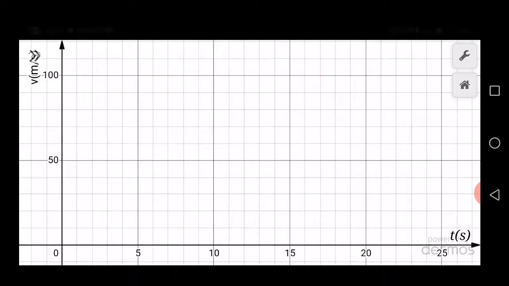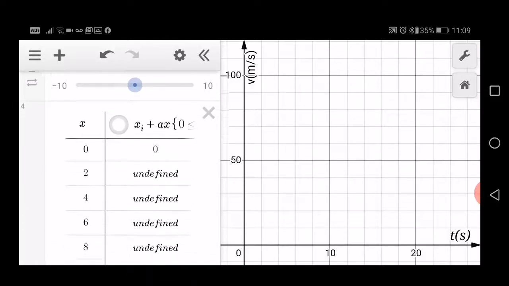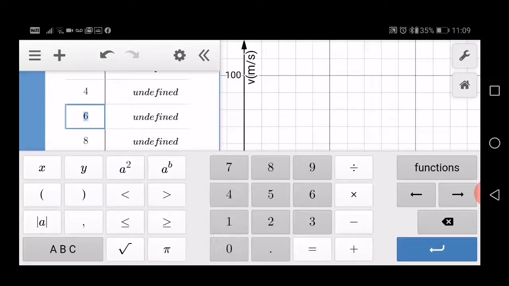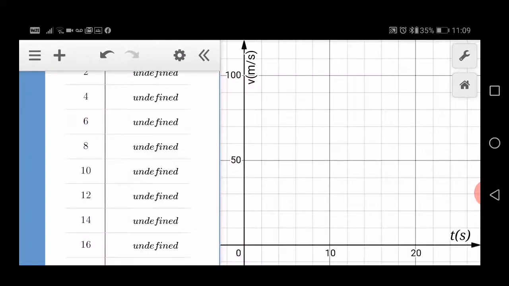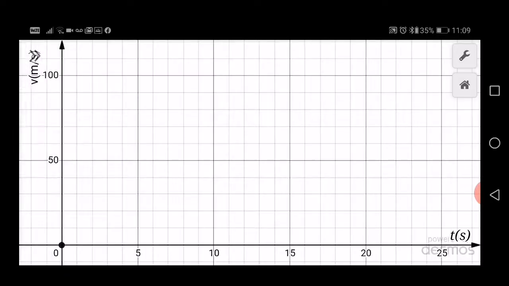Now, if you look at the behavior of the time, your time is supposed to start at 0. And at that time, your velocity is supposed to be 0. So this little point over here indicates that the time is 0 and the velocity is 0 at that point.